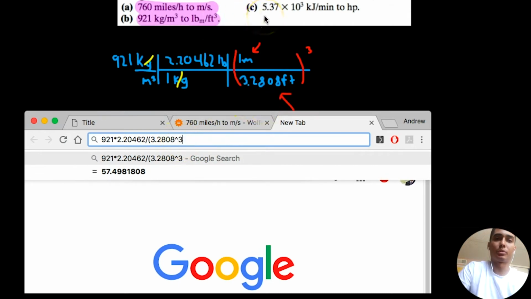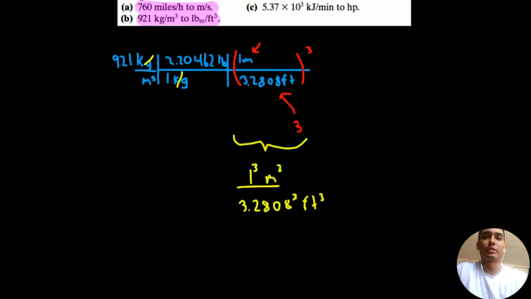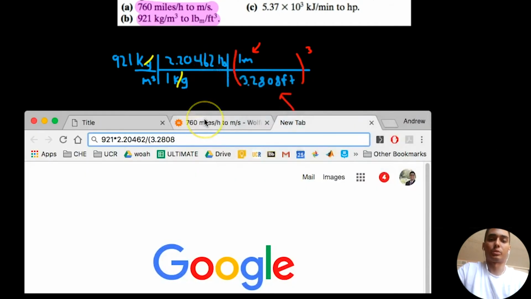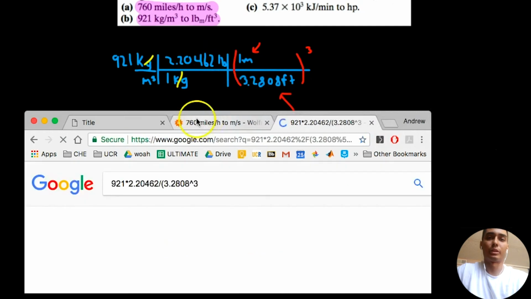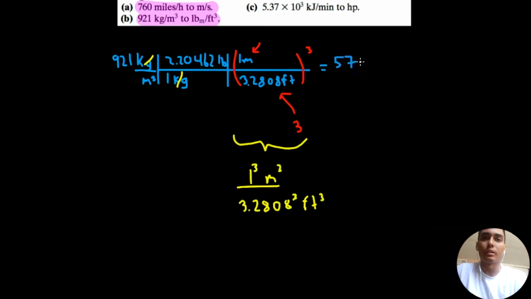What would happen if I didn't multiply it by 3? You would get 618. That's a very, very different answer. Remember to multiply that by the third power. So that's 57 kilograms per meter cubed. Alright, so there's another way of doing this.